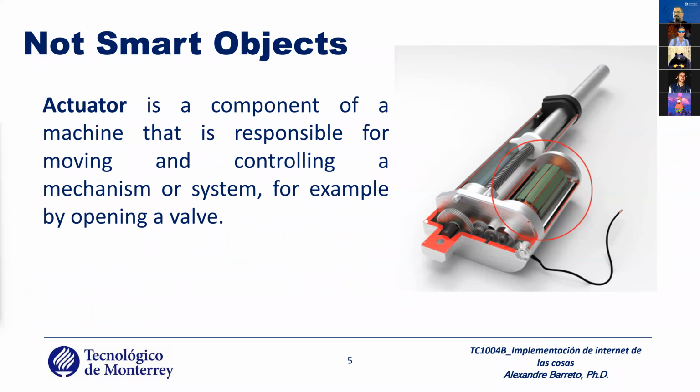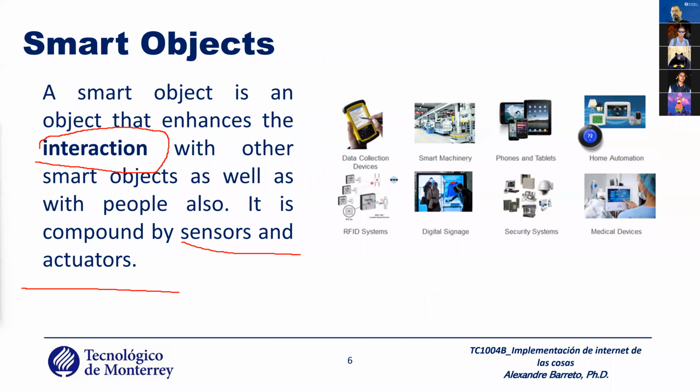Another non-smart object is the actuator. An actuator is hardware that responds by moving or controlling a mechanism or system. For example, open a valve, or turn a machine on or off. That is what an actuator is. Smart sensors are sensors that have both, okay? You have sensors and actuators. In some cases, you have only sensors. In another case, you have both.